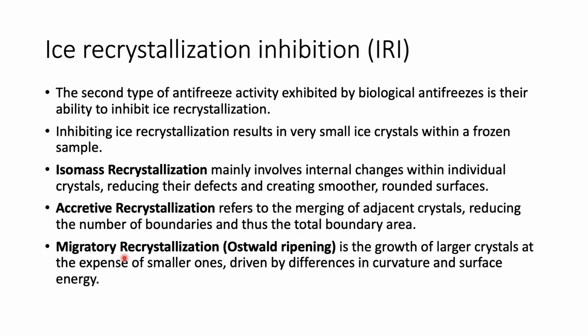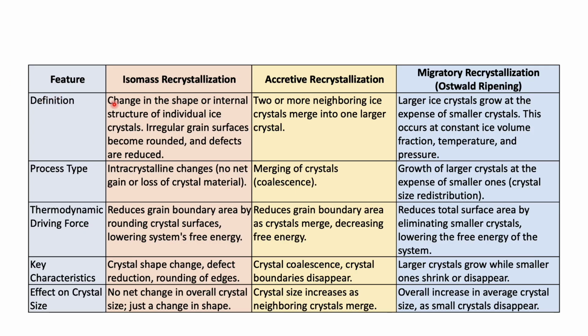The third one is migratory recrystallization, also called Ostwald ripening. It is the growth of larger crystals at the expense of the smaller ones, driven by differences in curvature and surface energy. Let us look at these three types. So what is the definition?